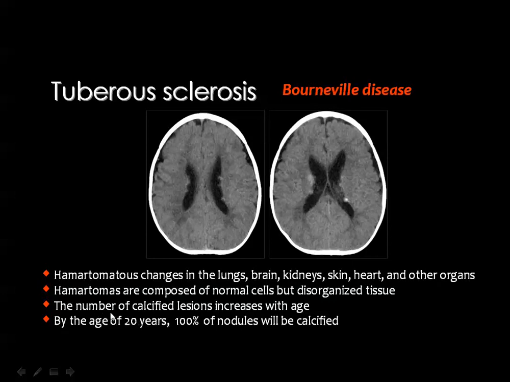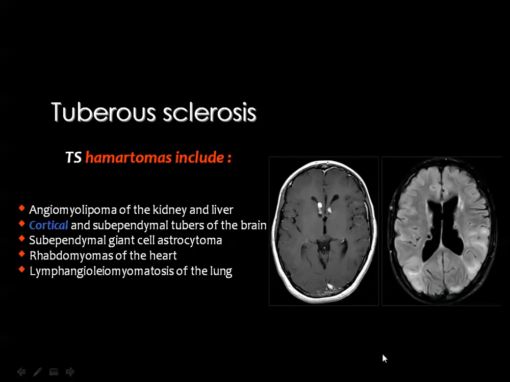The calcium will occur in the lesions with the increase in the age of the patient. That's to say, in newborns and infants, you may see periventricular tubers which are not yet calcifying. Then after that, by the age of 20 years, 100% of the nodules will be calcifying. But progressive calcification of the nodules will increase with the increase in age.